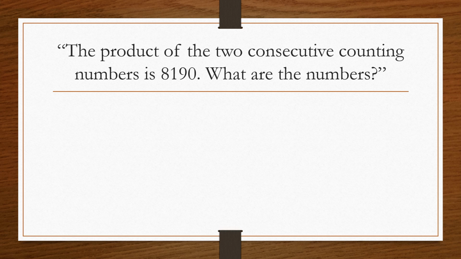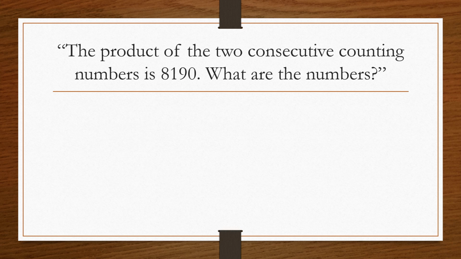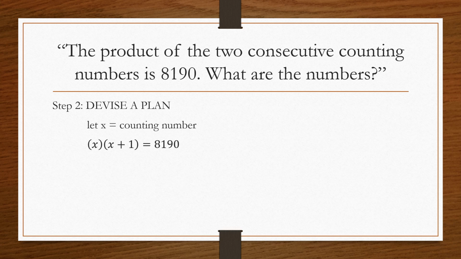Next, the product of the two consecutive counting numbers is 8,190. What are the numbers? First, we have to understand the problem. So when we say counting numbers, they start from 1, 2, 3, 4, 5, and so on. And then it says there that their product is equal to 8,190. For our step 2, devise a plan, let x be the counting number.